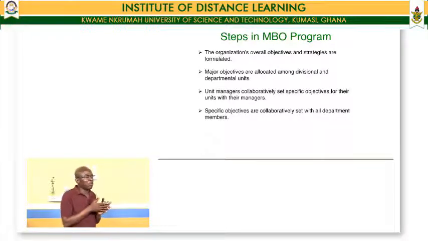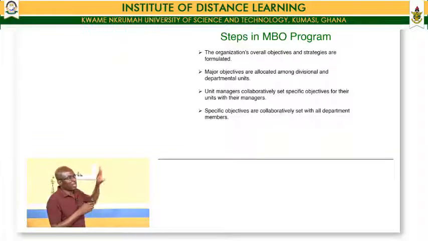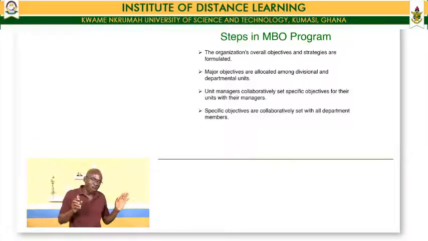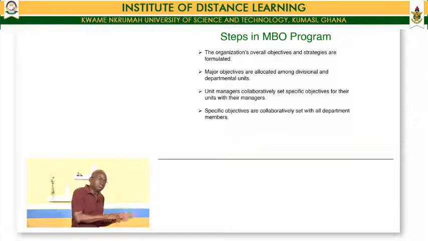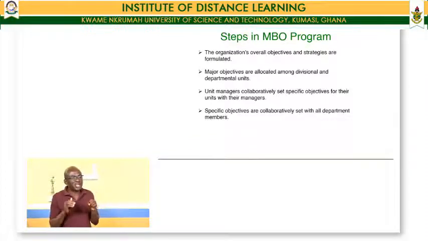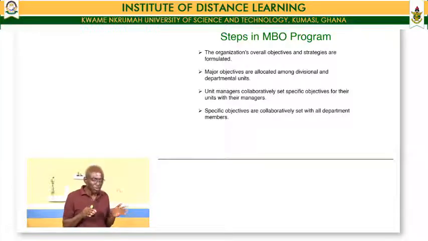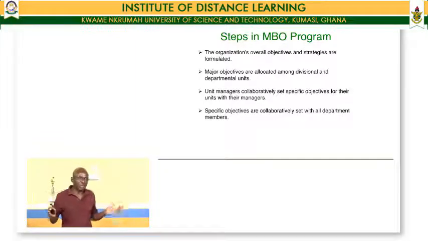For example, at the university, the executive committee will set a goal for the overall university. Then it comes down to the college levels. The college management committee will also break it down. It goes to the faculty, and then it comes to the department. So at the end of the day, each department has its specific objectives, which are derived from the overall objective of the university. It is done collaboratively.